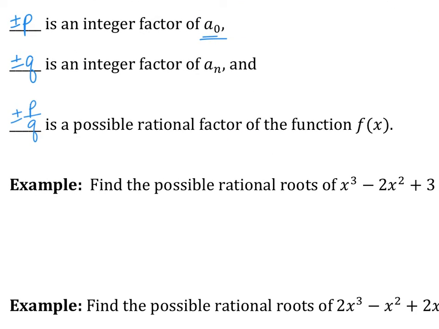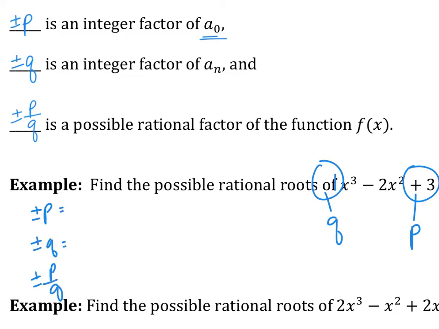Let's look at this example. Find the possible rational roots of x cubed minus 2x squared plus 3. What number is p? 3. What number is q? 1, the leading coefficient. So we're going to find plus minus p, plus minus q, and then plus minus p over q. What are the factors of p? What numbers multiply together to get p? 1 and 3 only, right? So plus minus p is plus minus 1 and plus minus 3.